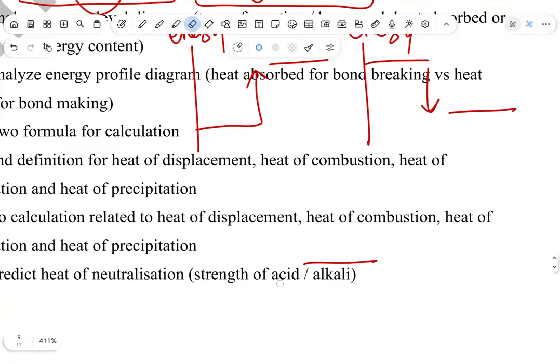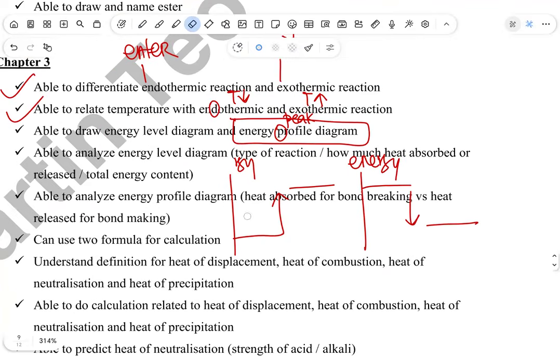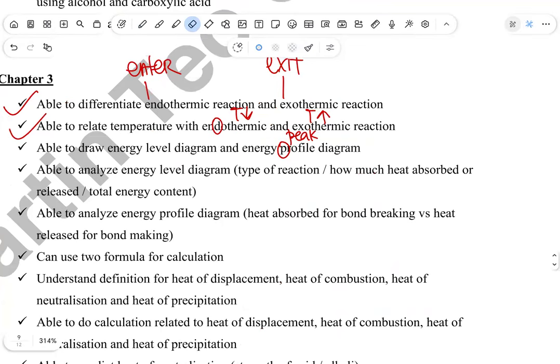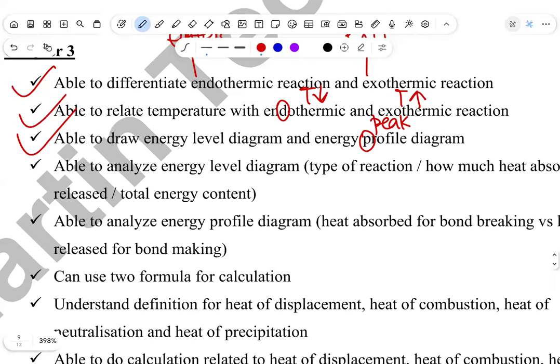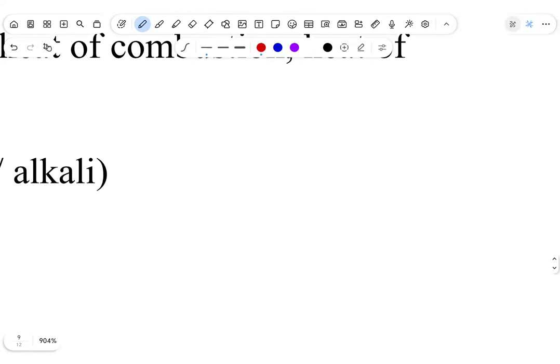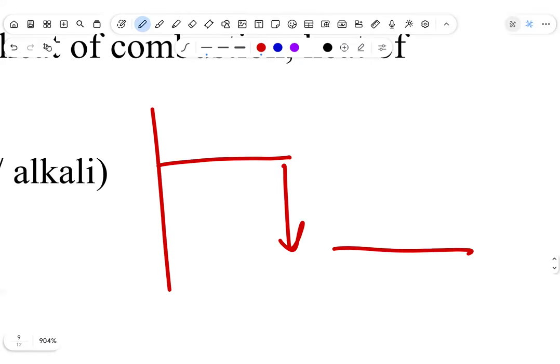So they love to ask you all about the energy level diagram and the energy profile diagram. Okay, good. So next one, make sure you know how to analyze these two diagrams. Energy level diagram tells you something, energy profile diagram tells you something. So let's spend 3 minutes to do revision. So let's say today I have an energy level diagram.